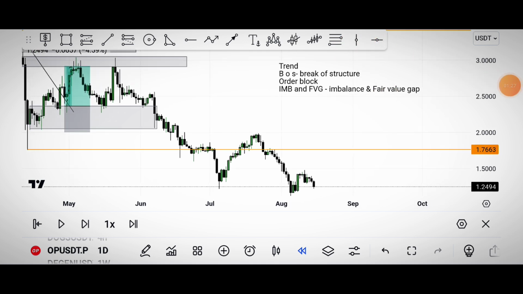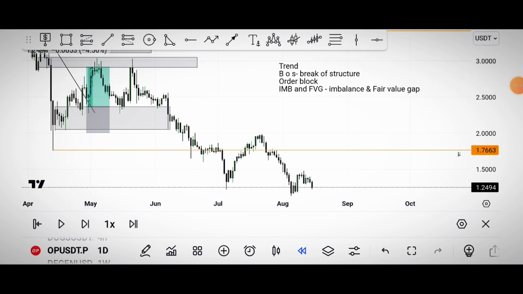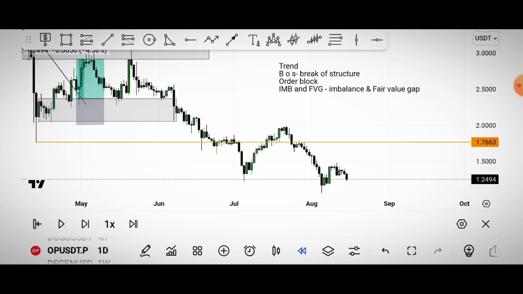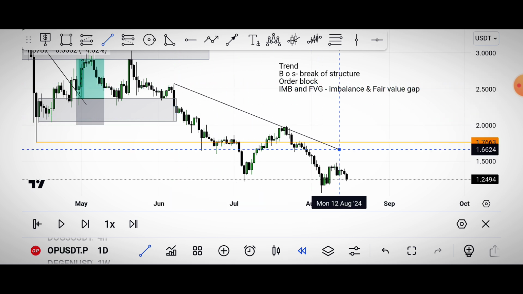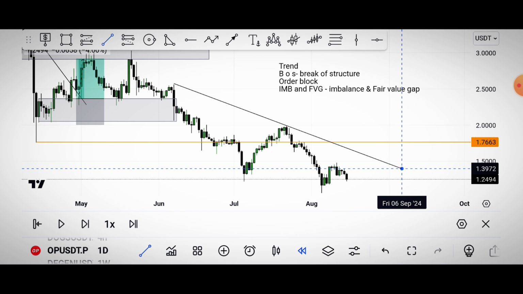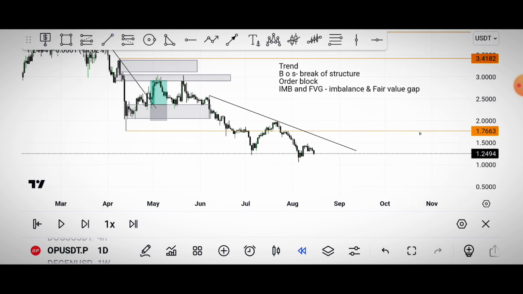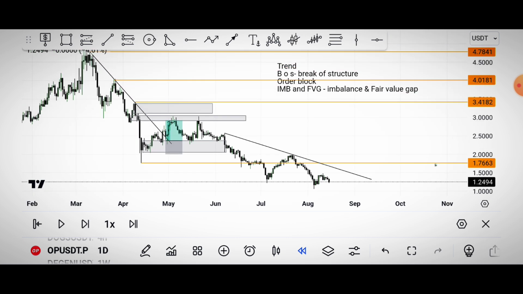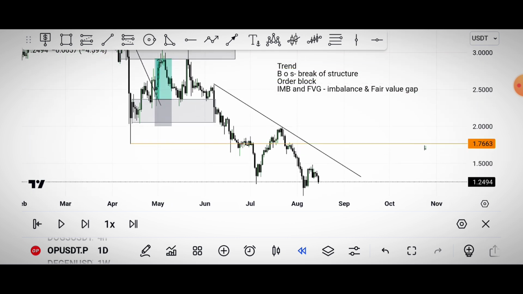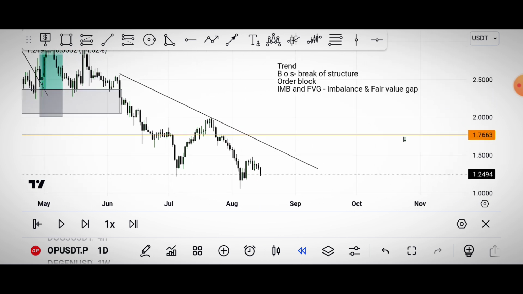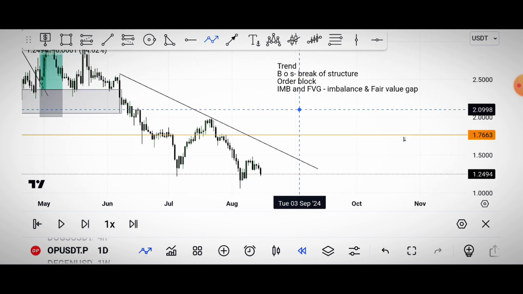Having understood that, now let's go straight to the analysis. Firstly, I'm going to be starting with the trend line. So I have to identify the trend of the market. This is the current trend of the market. The market is moving on a downtrend. Merely looking at the market, you notice that the price is going down, so the market is moving on a downtrend.